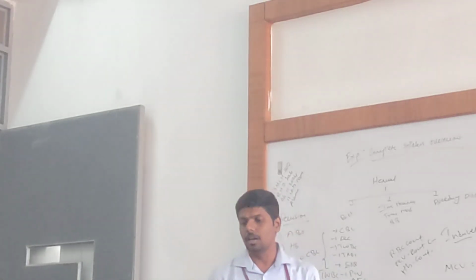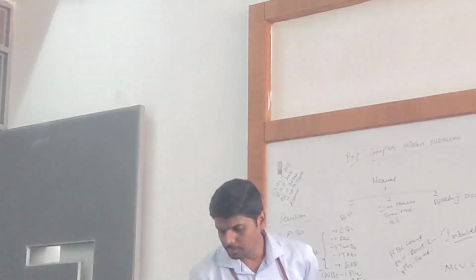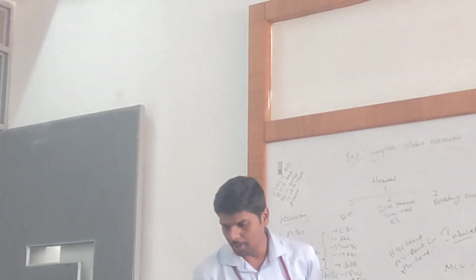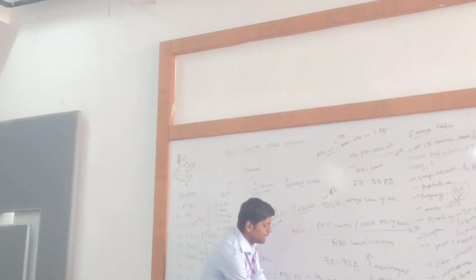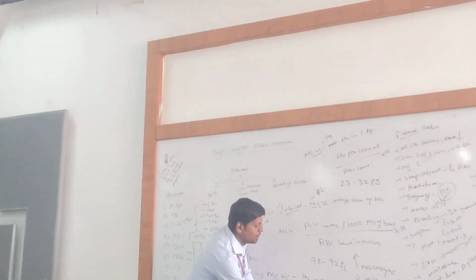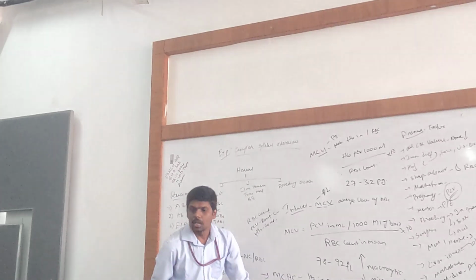HB in grams per 100 ml of blood by PCV. Okay, HB by PCV here. Simple game. HB by PCV into 100.